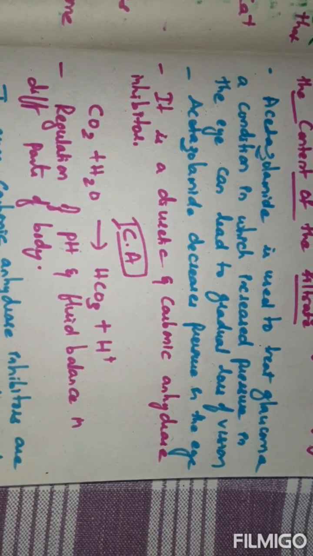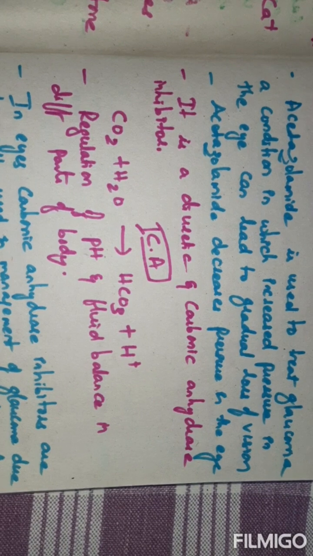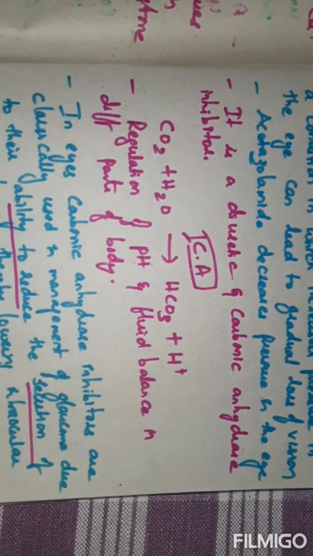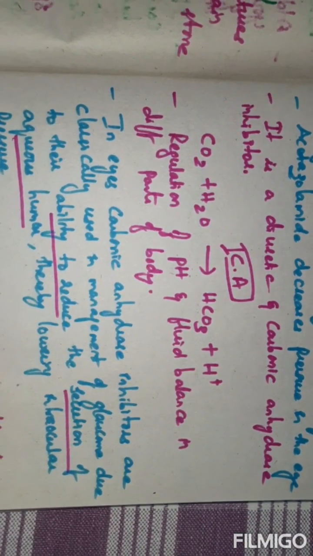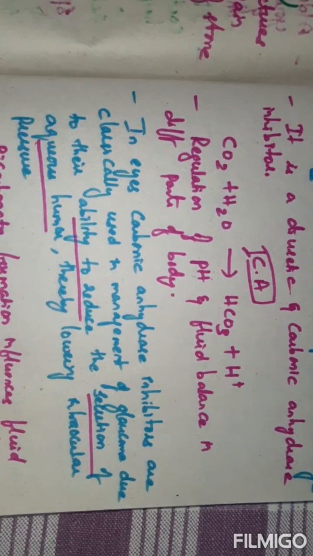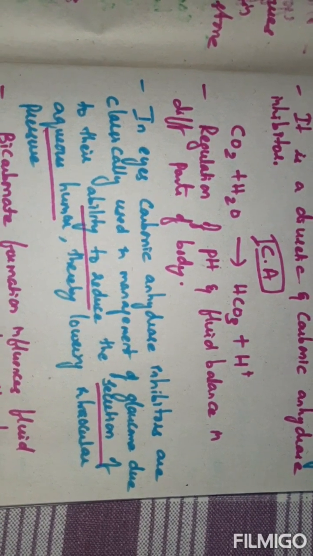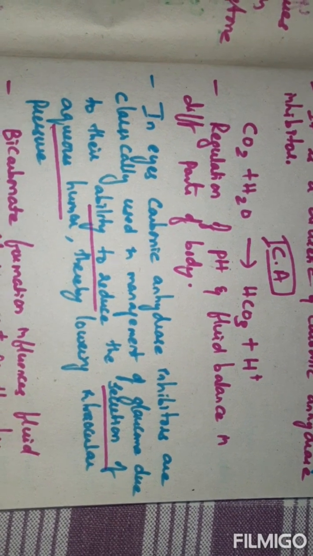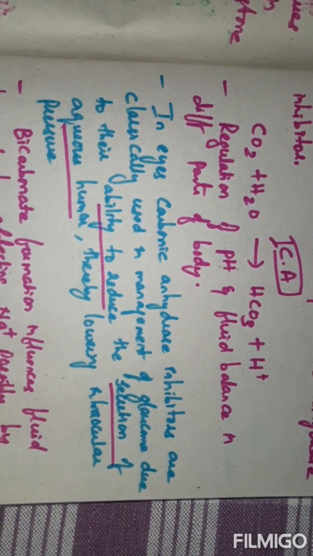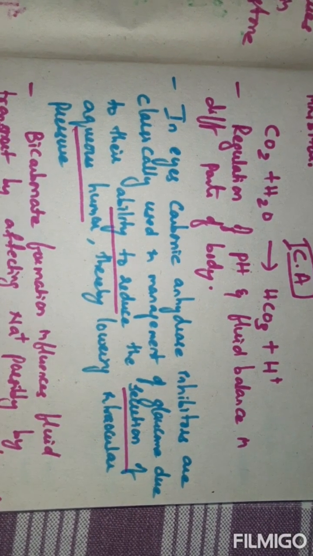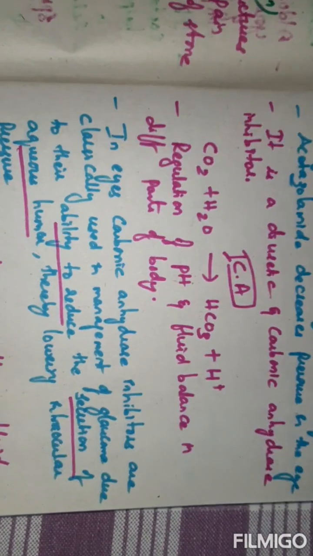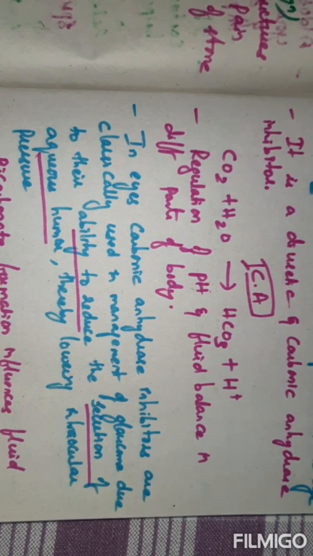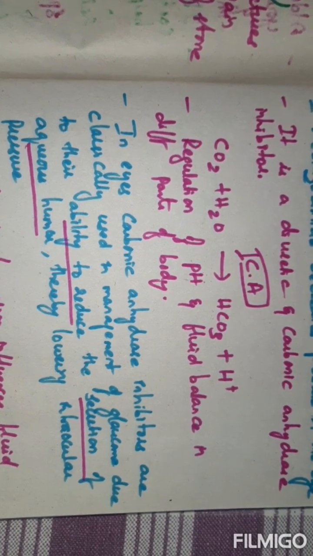It is a diuretic and a carbonic anhydrase inhibitor, and overall these types of drugs regulate the pH and fluid balance in different parts of the body. In the eyes mainly, carbonic anhydrase inhibitors are classically used in the management of glaucoma due to their ability to reduce the secretion of aqueous humor, thereby lowering intraocular pressure. All this pressure is due to the release of bicarbonates. So carbonic anhydrase inhibitors are used.